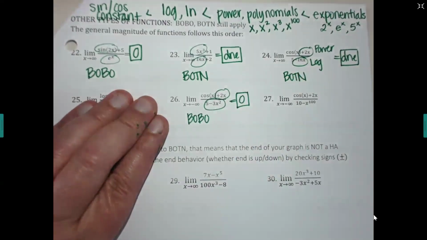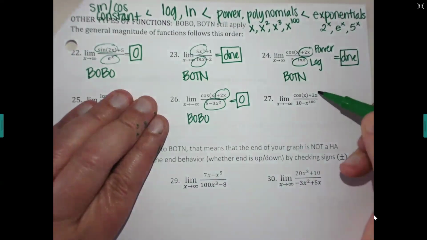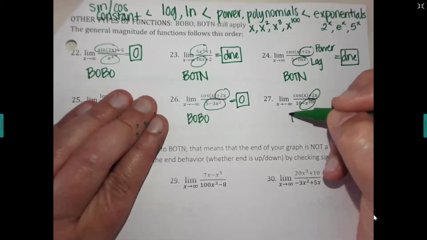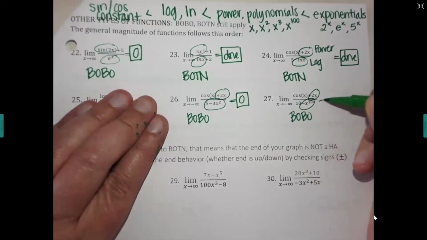Okay, for 27, the top is a 2x. That counts as a power. Okay, it's a power of 1, but it still counts. Versus an x to the 100. Bobo, Button, or Betsy? Bobo, which means it goes to 0.